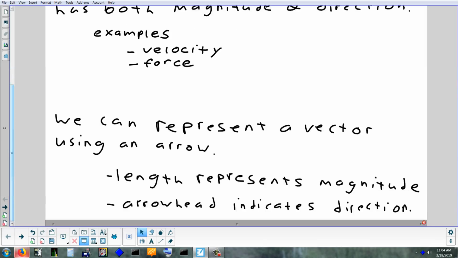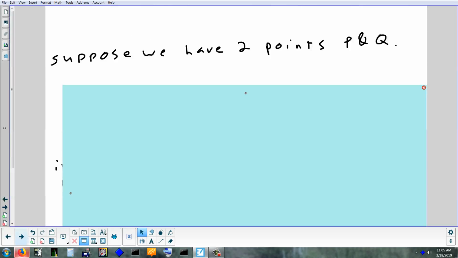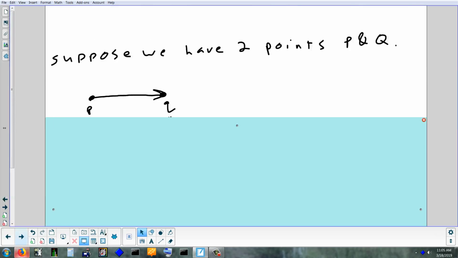So same idea with force. If you're pushing on something lightly, you'd have a very short arrow pointing in the direction you're pushing. If you're pushing on something very hard, then that arrow would get longer to indicate more force. Okay, so arrowhead indicates direction, length would indicate magnitude. So there's an example of a vector.